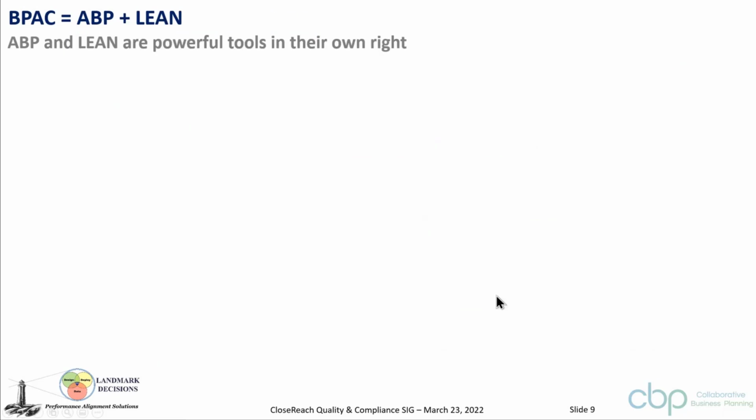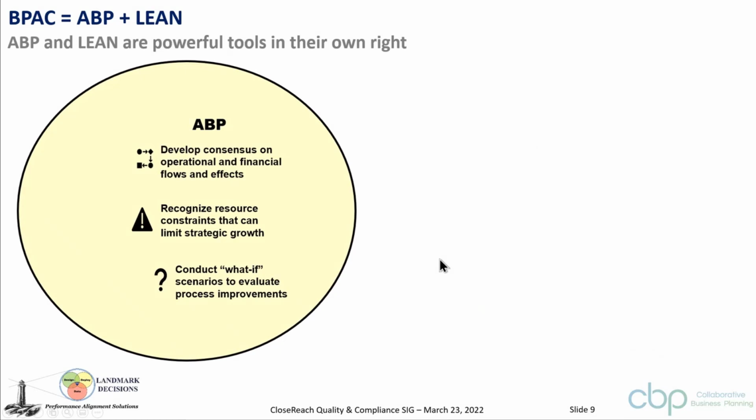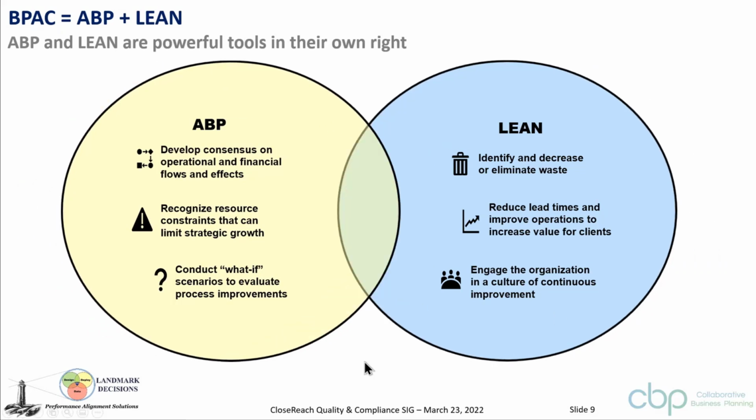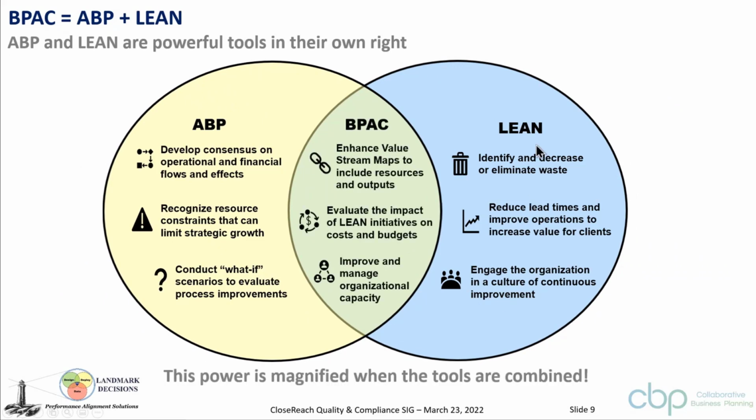I'm going to come back. I've got another slide to talk about that. So BPAC really is the merger of ABP principles around building flows and understanding a visual representation of your business, tying it to resources, identifying where the constraints are, and being able to do what-if analysis. I'll show you this with the tool. And then Lean: how do we identify and eliminate waste? How do we reduce our lead times and provide more customer value? And then build an organizational culture of continuous improvement where people are all sharing common information and coming up with ideas to improve things. So BPAC really brings those two together, and it enhances both Lean and ABP by combining those techniques.